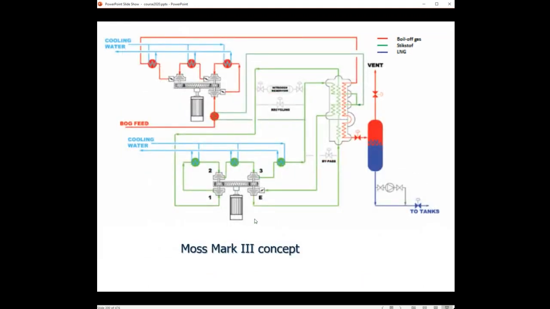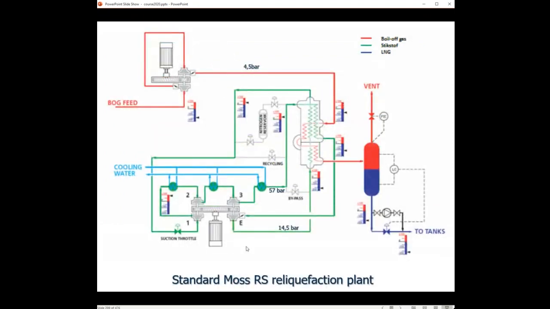As I mentioned, this is more or less the same installation. The only difference is that this has been specifically designed for a Mark III concept. So related to capacity and pressure, this might be a bit different from the previous one, but you only need to understand and explain to me the standard Moss reliquefaction plant. If ever I ask you this system, I will give you the drawing and you explain to me how it functions, just as I explained to you now.